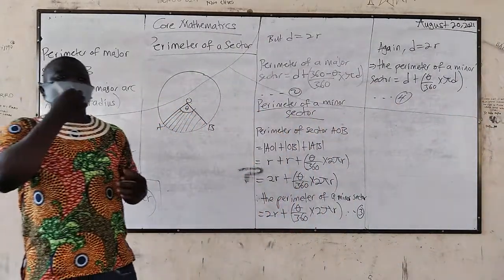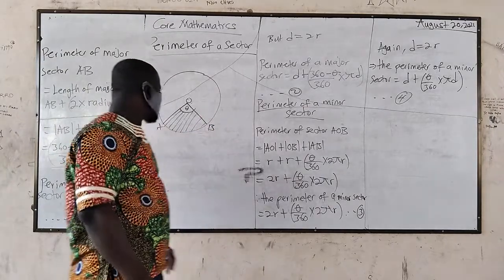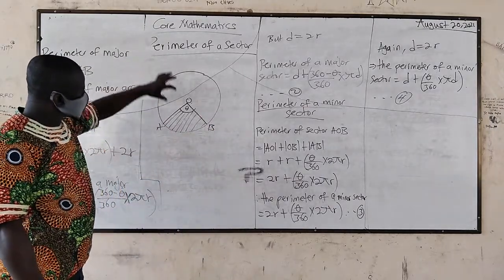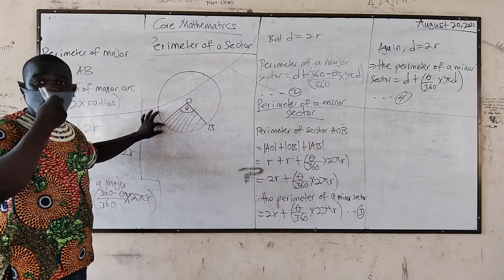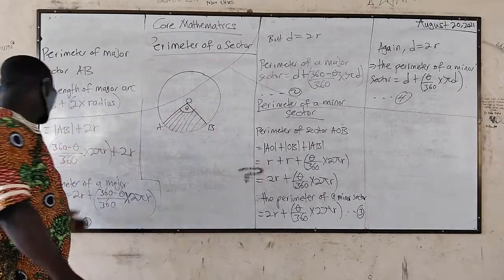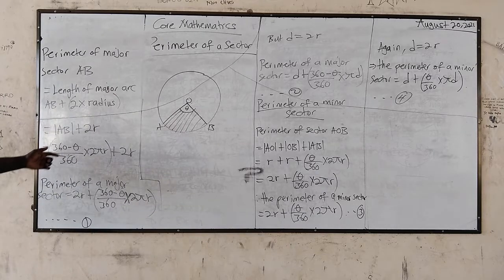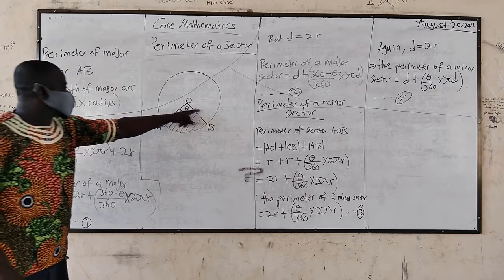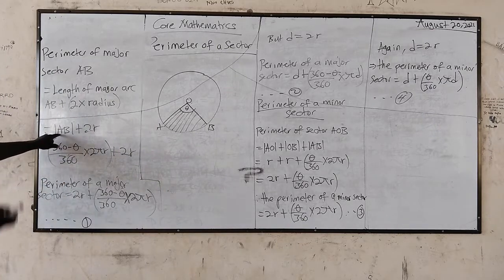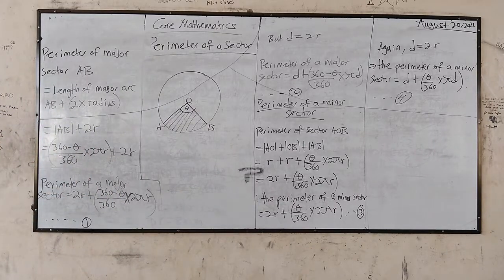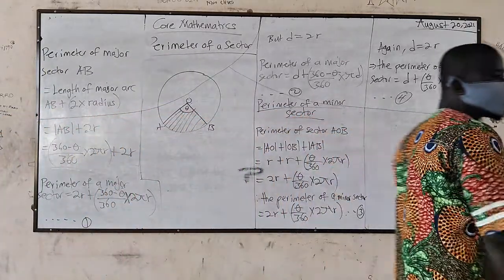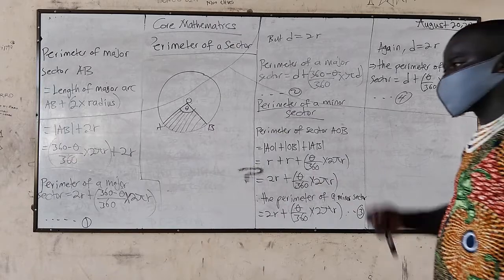Perimeter is simply the total distance round the plane figure, true or false. So, if it's the major sector, you simply add this to this, and of course, the distance from here to here. Do you understand? So, that is what we have here, 2R. Do you get that? Because this plus this gives you 2R. And what is AB? The measure of AB is simply gotten by using this formula here. 360 minus theta over 360 times 2 pi r. And of course, you then add your 2R to it to give you your full perimeter. That is very, very easy. Is it difficult? Alright.